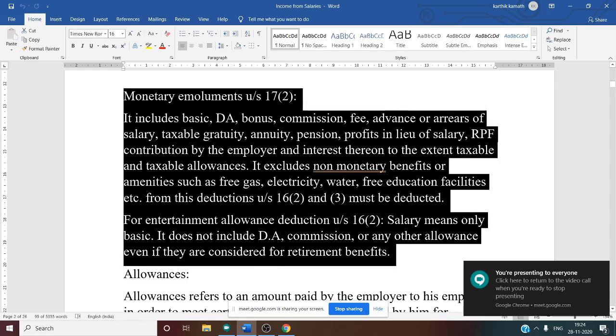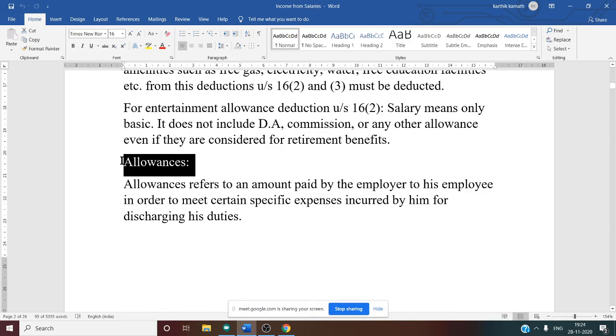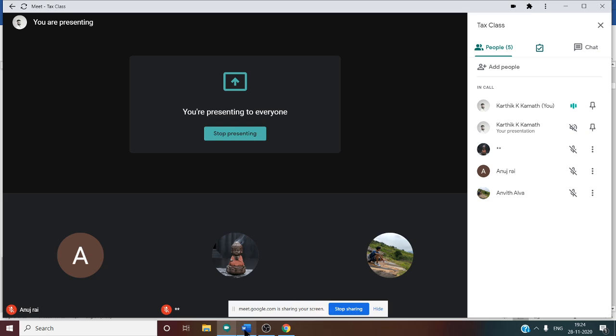Yes. So now this is monetary emolument under section 17 clause 2. Then there is allowance. What do you mean by allowance? For various activities, some allowance will be given by the employer to the employee. Suppose you are using transportation to go from one place to another, that transportation allowance is given. Suppose you are staying in a hill station area, for that also allowance is given. Suppose you are doing underground work, underground allowance is given. So various kinds of allowances are there.